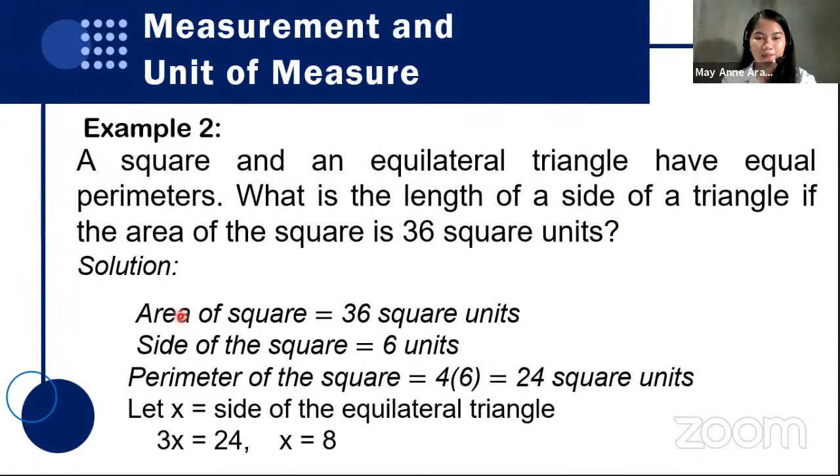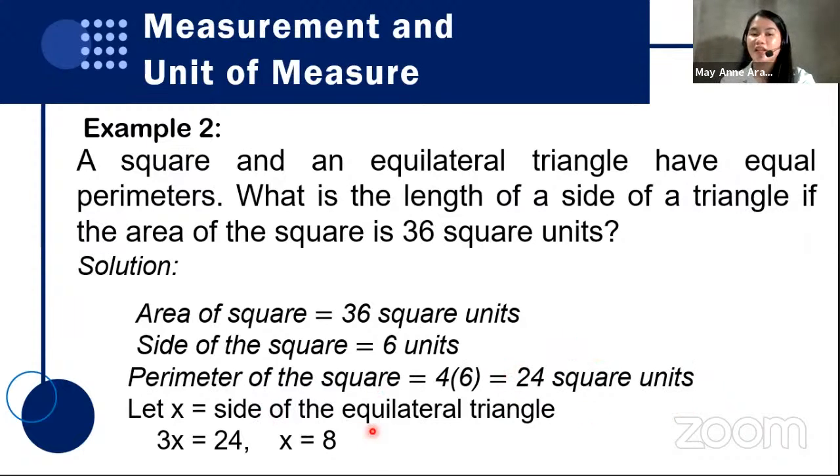Okay, first step is to get the length of the side of the square, which is 6 units. So just get the square root of 36. That is 6 units. And to get the perimeter, just multiply the length by 4. So you have 24 square units.